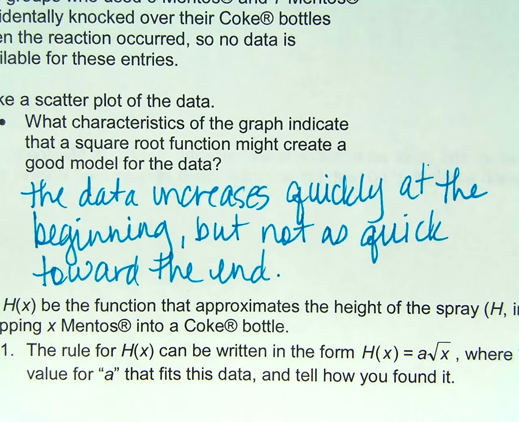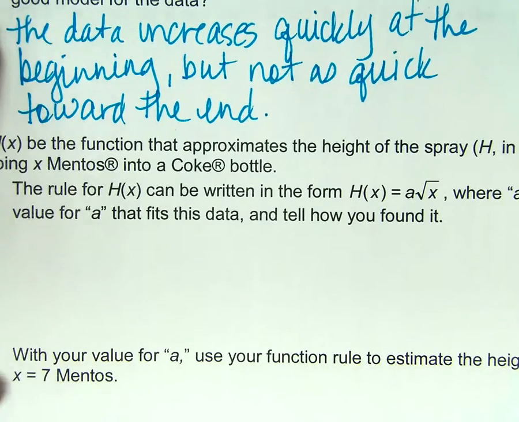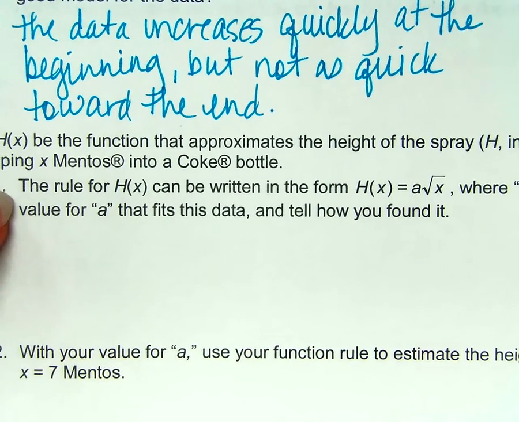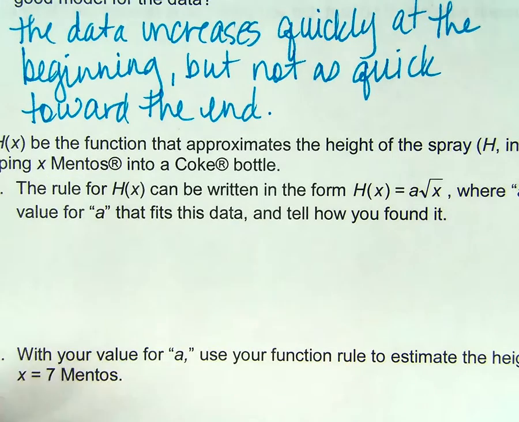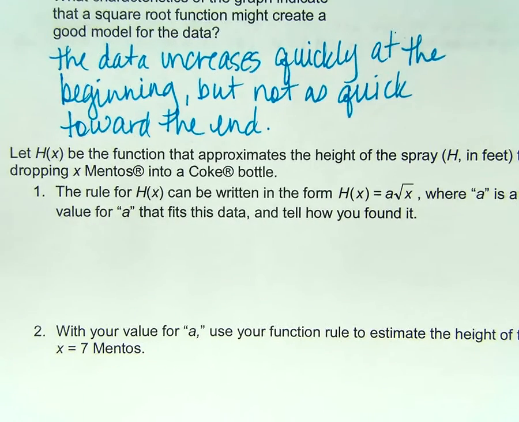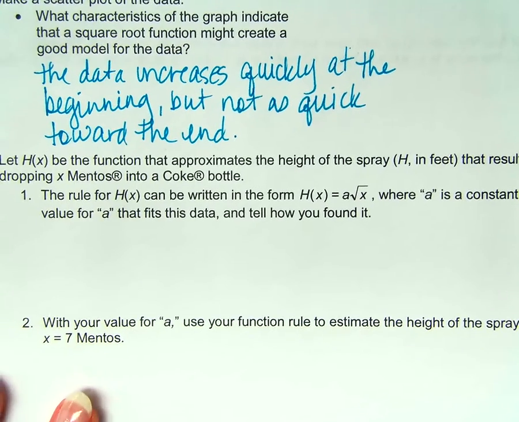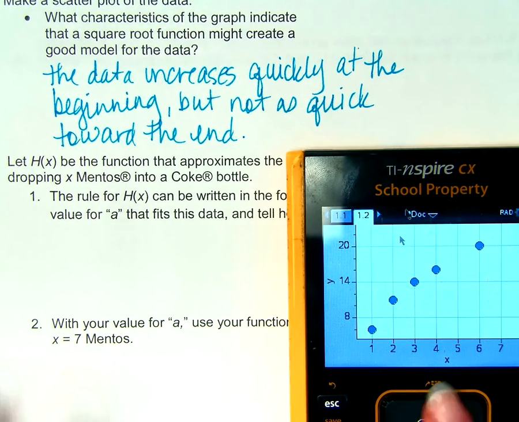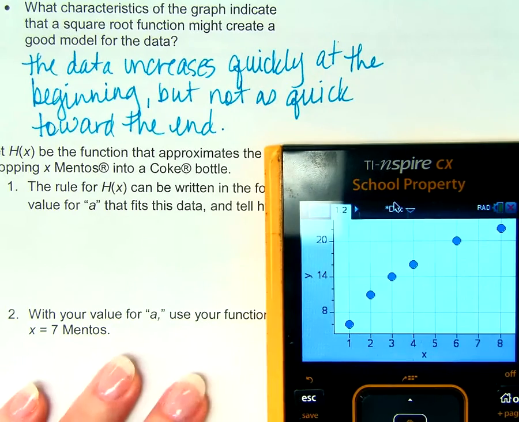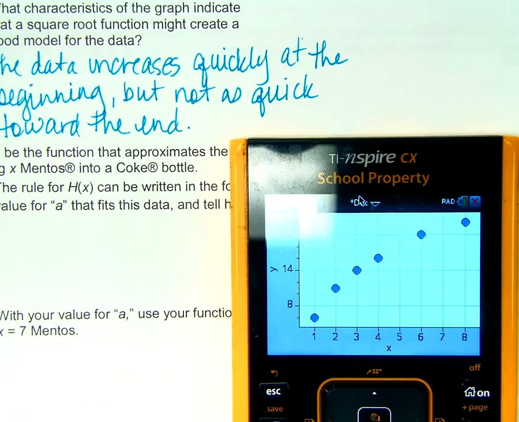Let h of x be the function that approximates the height of the spray, h being in feet, that results from dropping x number of Mentos into a Coke bottle. Okay? So the rule for h of x can be written in this form. h of x equals a times the square root of x, where a is a constant. Determine a value for a that fits this data and tell how you found it. Well, I have this, right? I could use what I already have in my calculator to try to figure out what the value for a is. What ideas do you have?